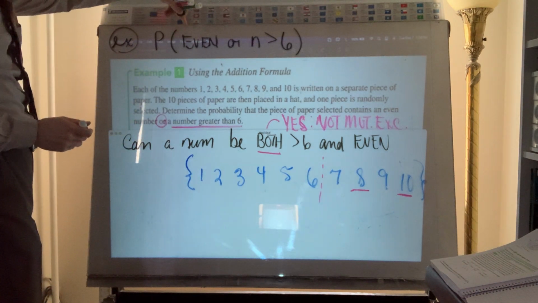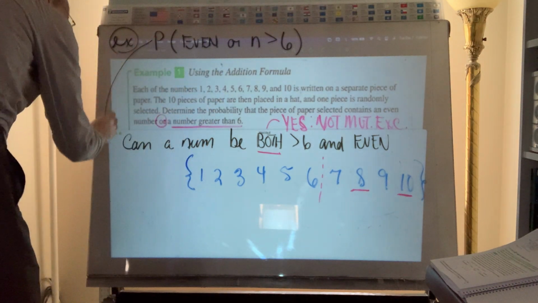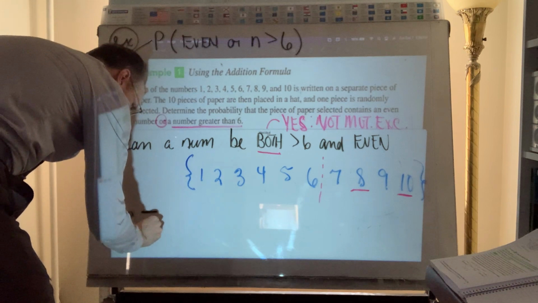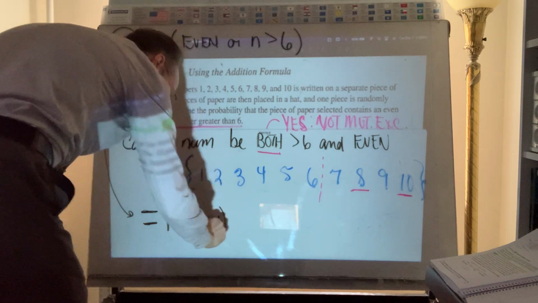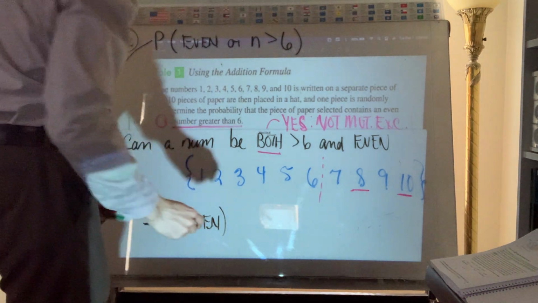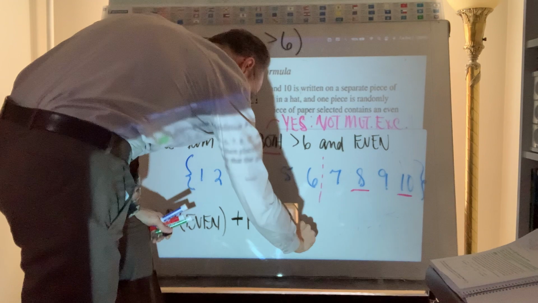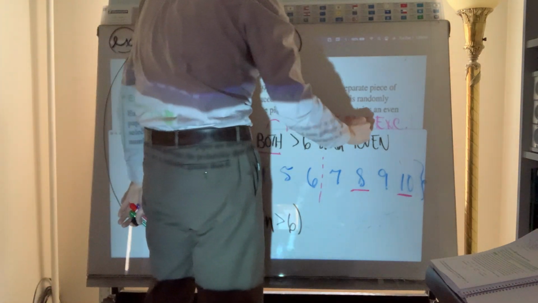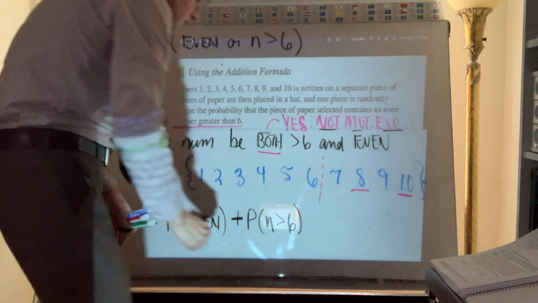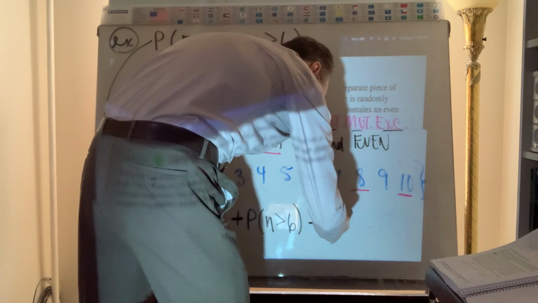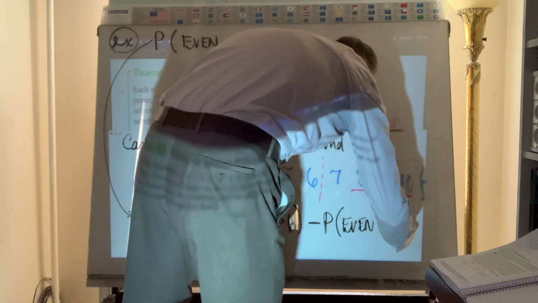The probability of an even or a number greater than 6 would be, according to the formula model, the probability of an even by itself plus, because it's addition rules, the probability of a number greater than 6. And then since we're dealing with things that are not mutually exclusive, because they can occur as one and the same, we're going to subtract out the probability of something that is even and greater than 6.